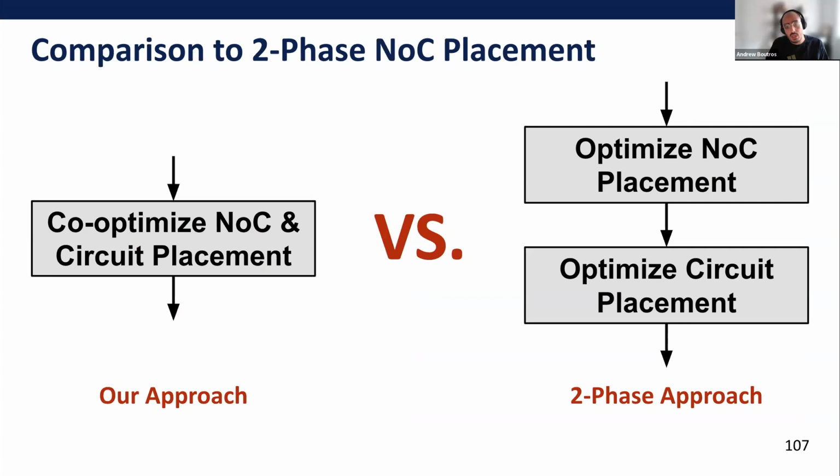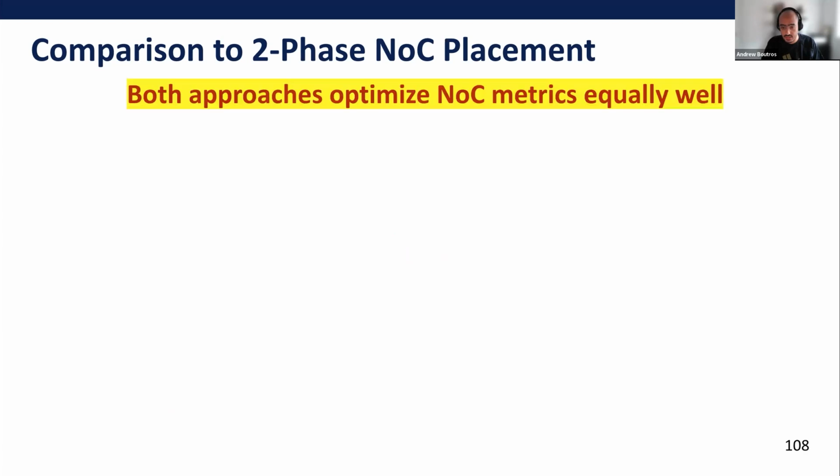Yeah, so I will probably skip over this for the sake of time, but we also explore the trade-offs between a flow similar to what I described, where the placement engine is co-optimizing the NoC and the circuit metrics, versus another flow that would look only at the NoC metrics, optimize that, lock the NoC placement down, and then optimize the circuit metrics. And then we figure out that the co-optimization approach works a lot better in the example cases that we try.